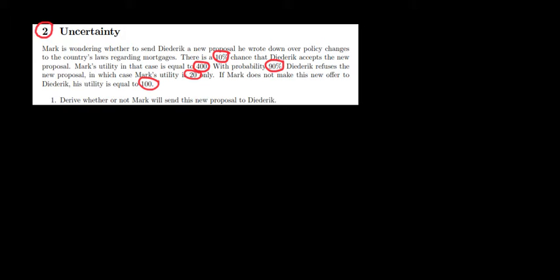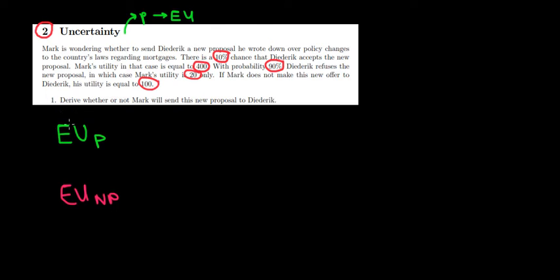So one thing to keep in mind, when we work with uncertainty, we have to have a signal that we're going to work with probabilities. And when we work with probabilities, we're going to work with expected utilities. So in this case, we will need the expected utility from sending the proposal. So let's call it expected utility from proposal. And we're also going to need the expected utility from not sending the proposal. Expected utility from not sending proposal. So let's actually work this out.